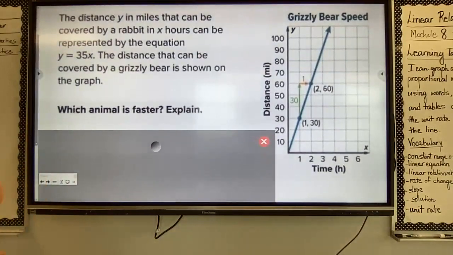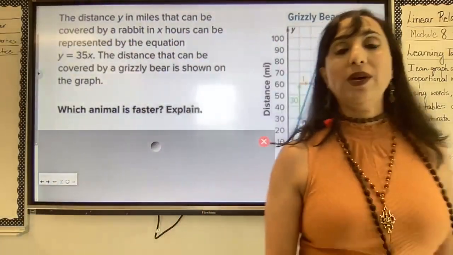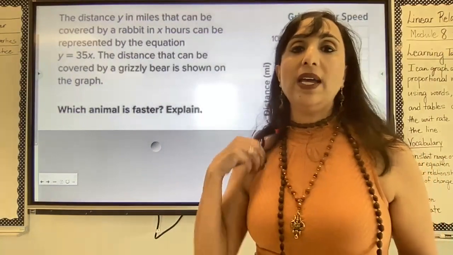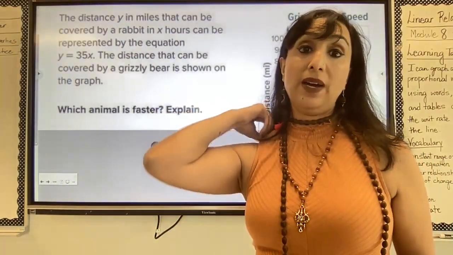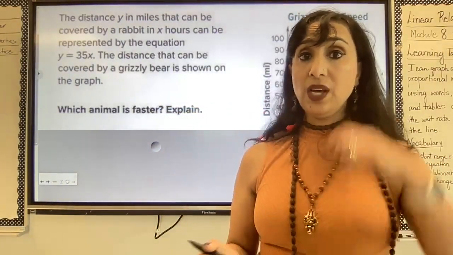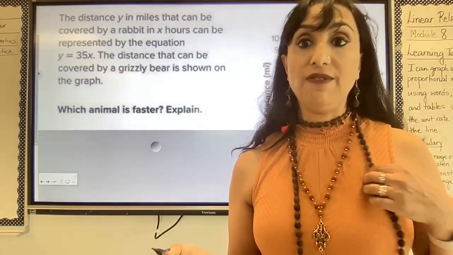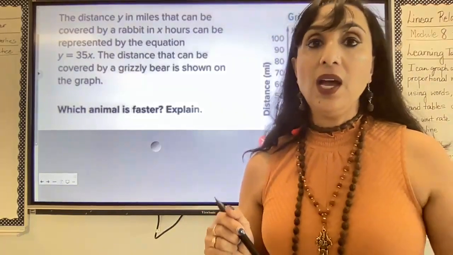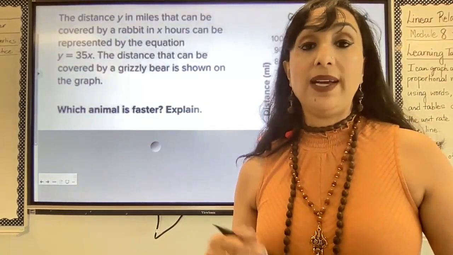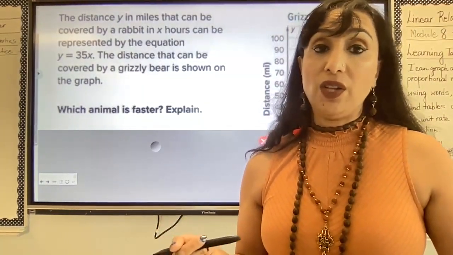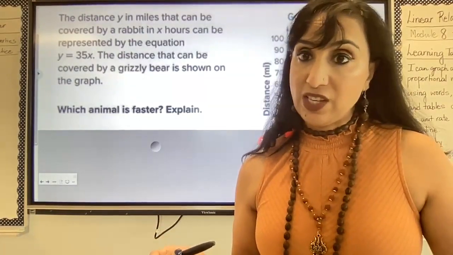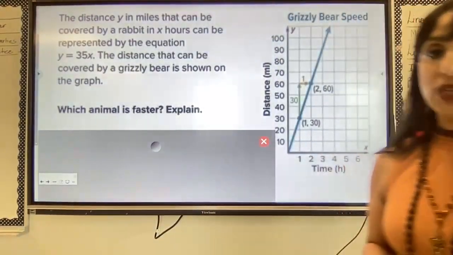And here we go. All right, so let's look at this question. The distance y in miles that can be covered by a rabbit in x hours can be represented by the equation y is equal to 35x. The distance that can be covered by a grizzly bear is shown on the graph. Which animal is faster? Explain. So let's look at this.